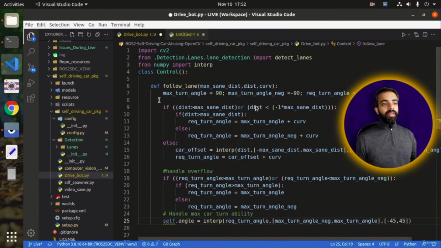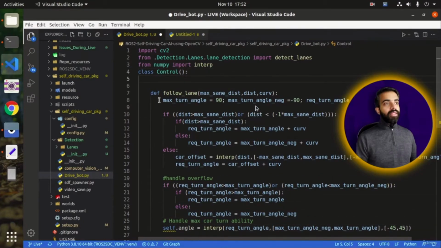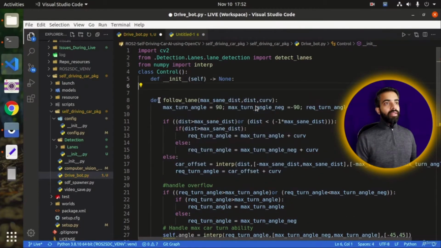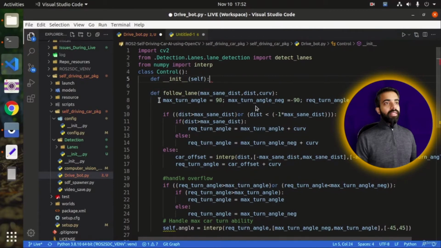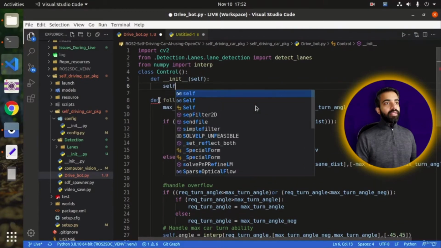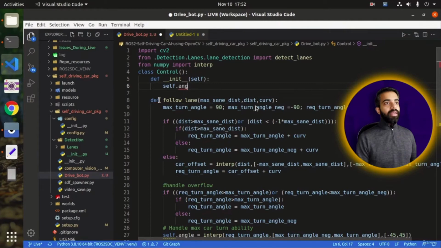Now, this is a class variable, but we have not declared the class variable as of yet. So let's declare that. We move inside the control class, define the init function. It takes in the argument of self, and then we can define the class variables. That first class variable that I defined is a self.angle.